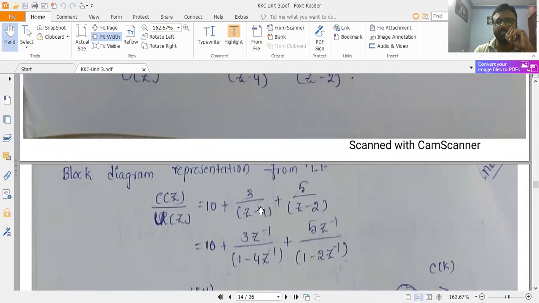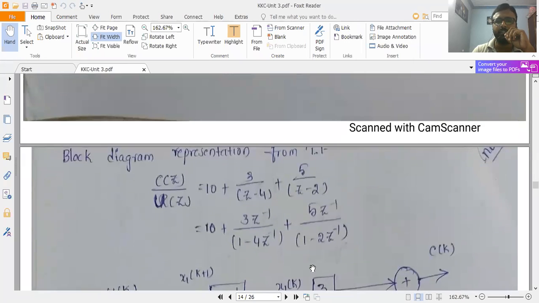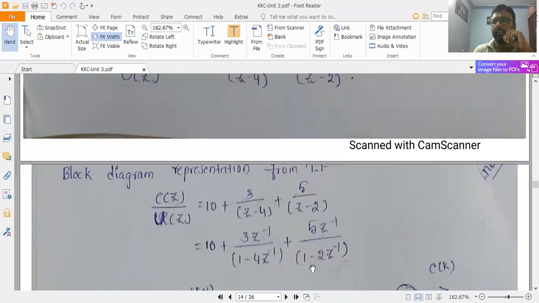C of z divided by U of z is equal to 10 plus 3 divided by z minus 4 plus 5 divided by z minus 2. Representing these values in powers of z inverse, that is 10 plus 3 z inverse divided by 1 minus 4 z inverse plus 5 z inverse divided by 1 minus 2 z inverse. Now, in order to form the block diagram representation, we have to identify how many energy terms are there. Energy terms means how many z inverse terms are there.